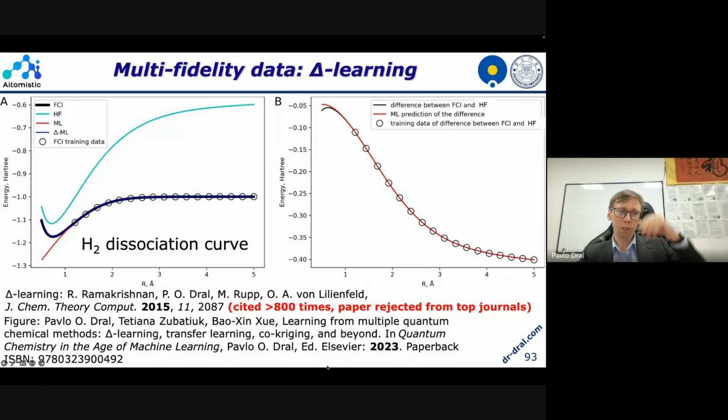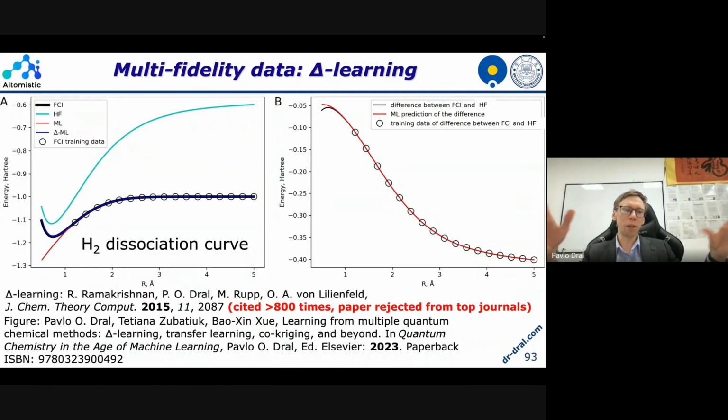Instead of learning your full CI energy, coupled cluster energy, whatever energy you want to learn directly, what about correcting some faster method like Hartree-Fock or a semi-empirical method? Or if you work with molecular mechanics force fields, why not correct the molecular mechanics force field with machine learning to get ab initio quality, right? So think about you have some bad method and some good method. The good method is expensive, but the bad method is cheap.